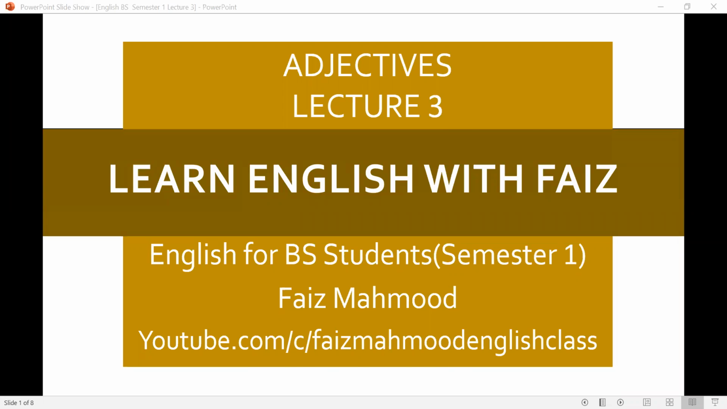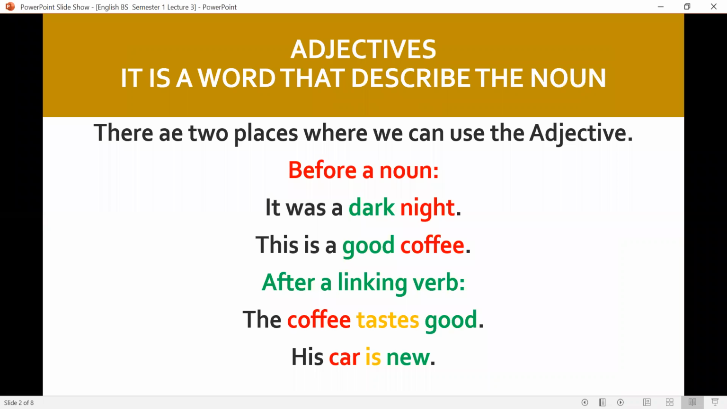Today we will learn about adjectives. An adjective is a word that describes a noun. It tells us about the quality of a noun. There are two places where we can use an adjective.